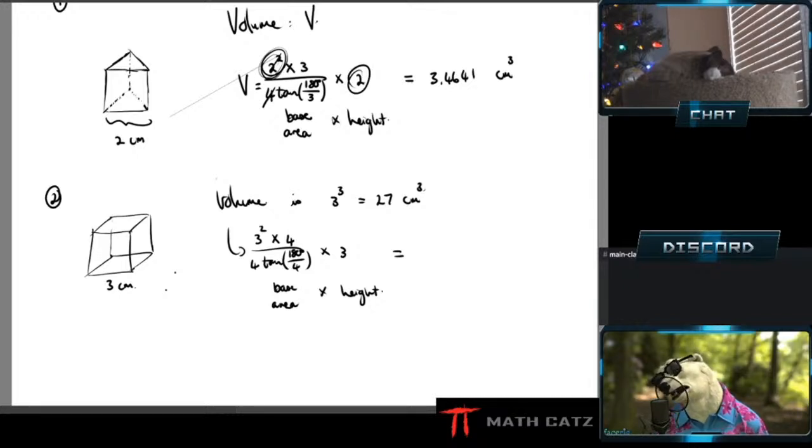3 squared is 9 times 4 divided by tan of 180 over 4, that times 3. Oh, big surprise. I get 27 again. I know you were shocked. Not that I would use this. I would think, well, is this a simpler shape that I can use a simpler formula for? Yeah, it's a cube. Okay, let's not bother with this then.